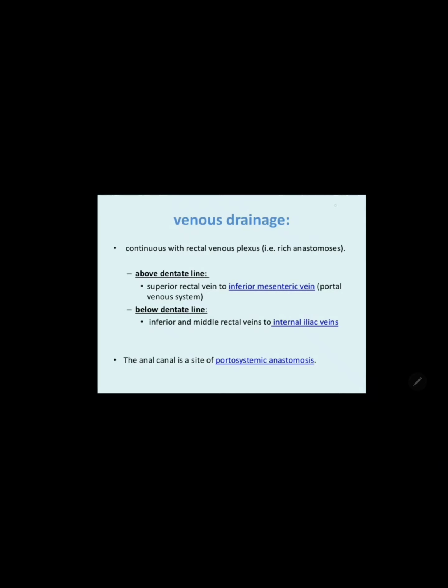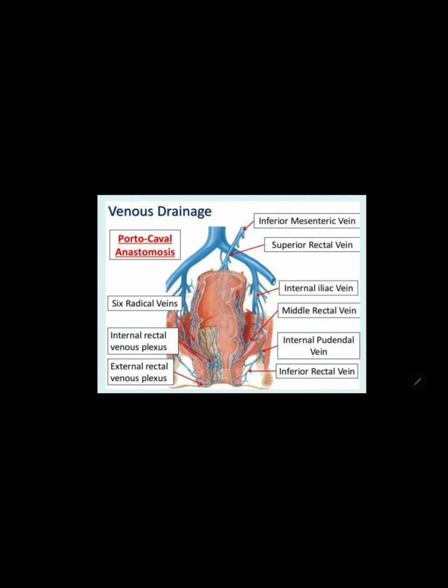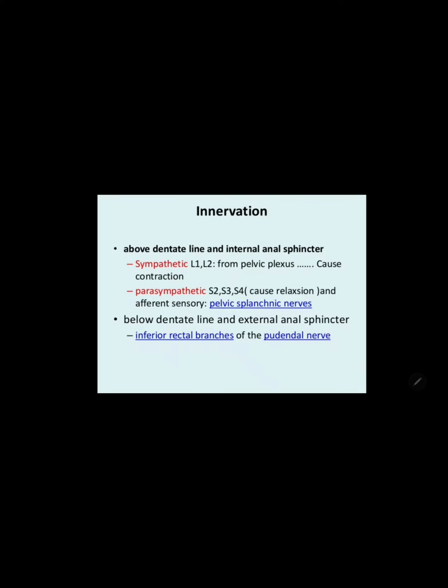Coming to the venous drainage, above the dentate line it is by the inferior mesenteric vein, which is a part of the portal system because it joins the splenic vein. The splenic vein is the formative tributary of the portal vein, whereas below the dentate line it is by the internal iliac veins. So the anal canal is a site of portocaval anastomosis, and the veins get engorged in case of portal hypertension. We have discussed these plexuses in detail in the previous video.